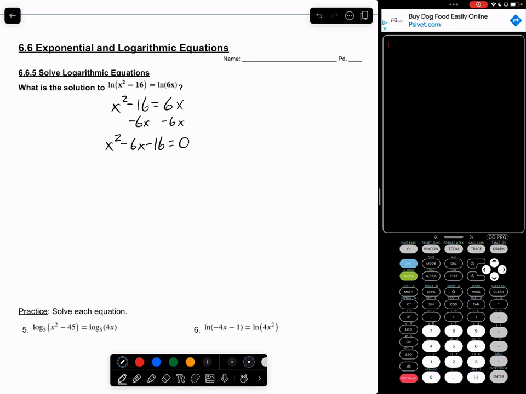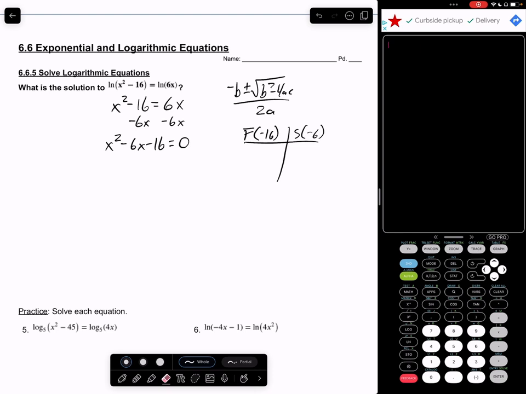You do have two options from here. Factoring will be quicker if it's factorable, but you can also use your quadratic formula, negative b plus or minus the square root of b squared minus 4ac over 2a. Wouldn't really recommend that. I would prefer looking for factors of negative 16 that have a sum of negative 6. Our options are 1 and 16, 2 and 8, 4 and 4. We need some combination of negative numbers because it's a negative 16, and 2 and negative 8 check out.